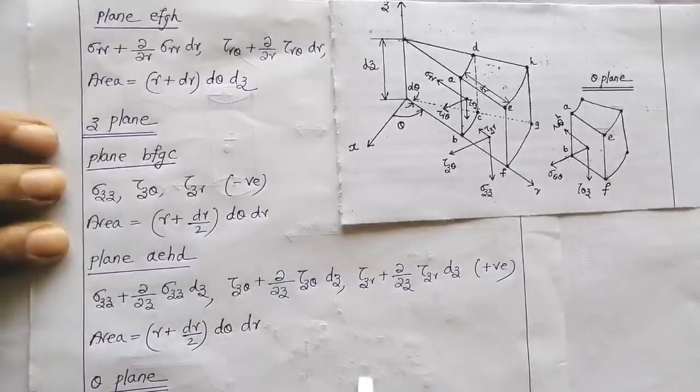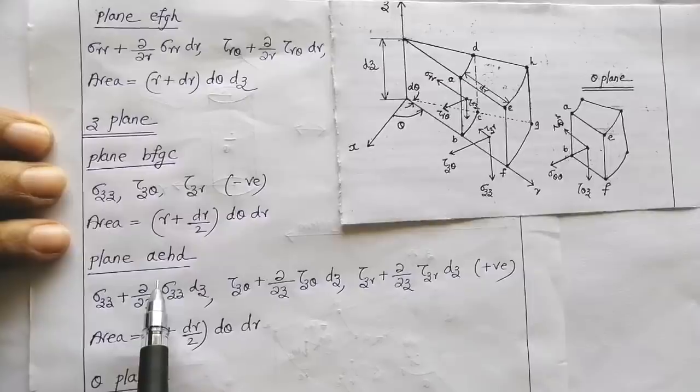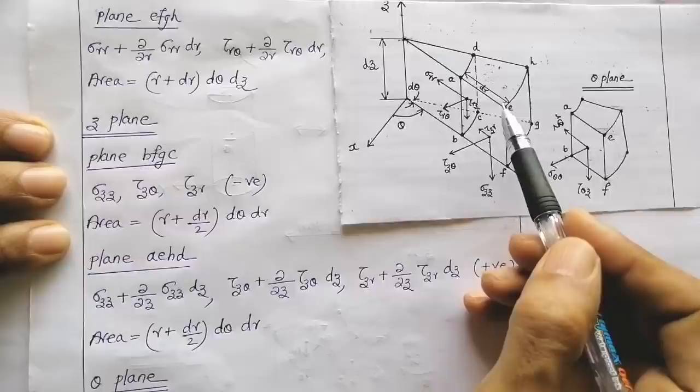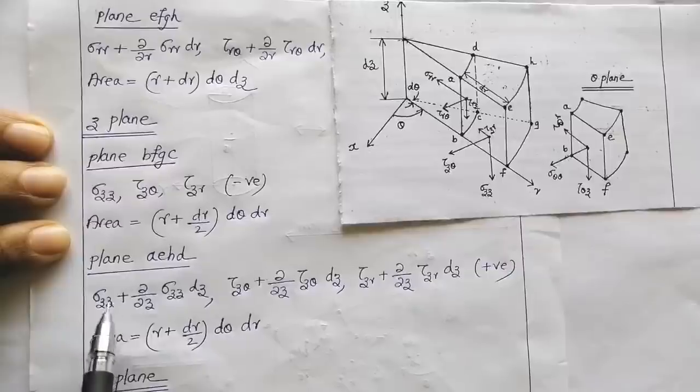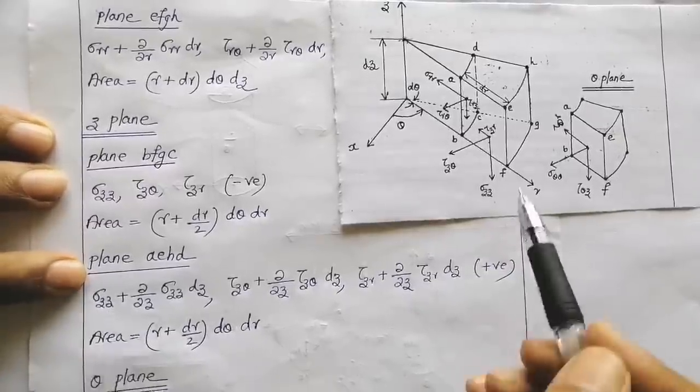Now let us analyze plane AEHD. Plane AEHD is the Z plane, the positive Z plane. As I have explained earlier, there will be an incremental value here. So sigma ZZ plus, let us analyze sigma ZZ.